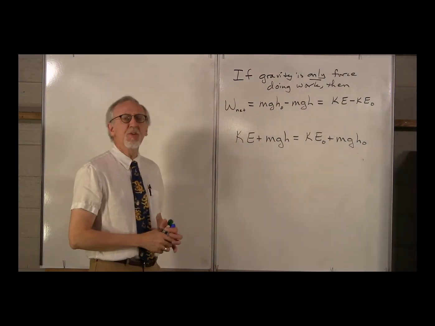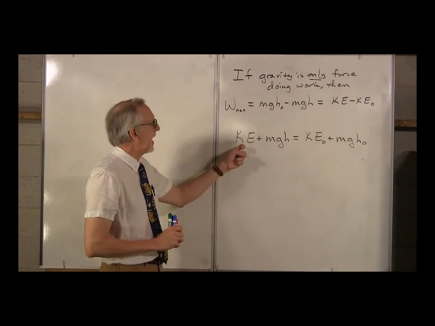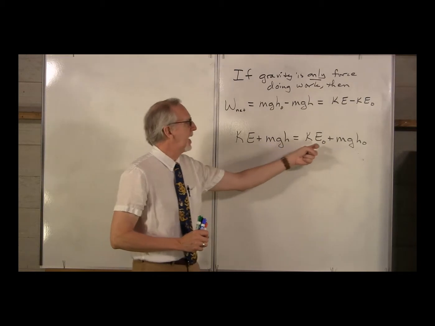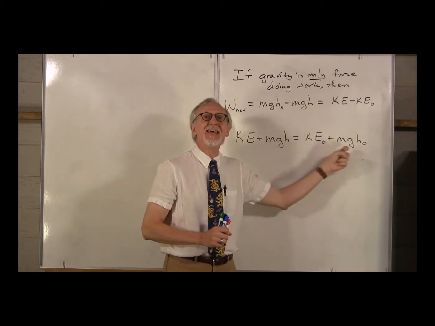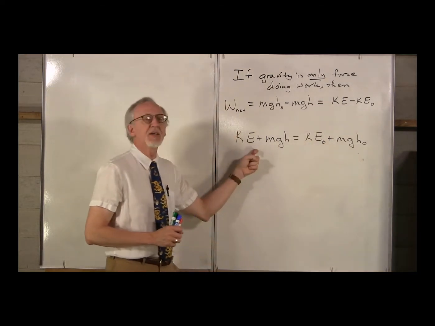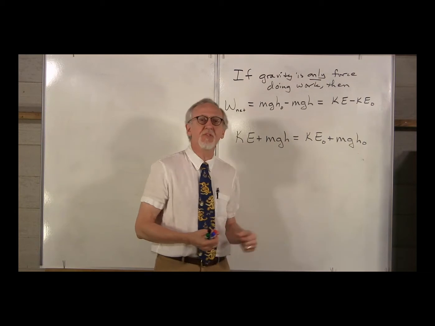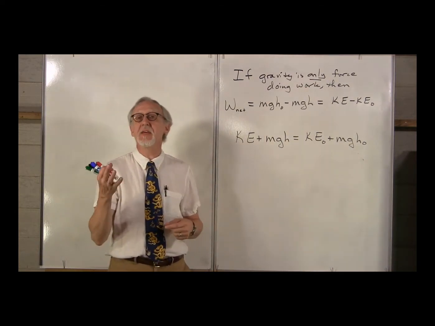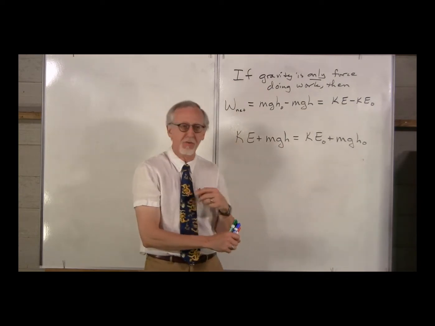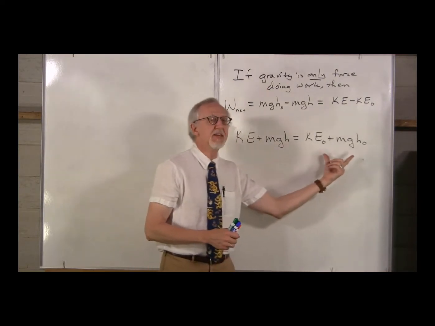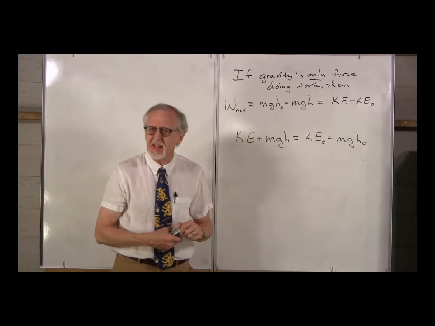Notice, again, we've got the same thing on the left side as on the right side, Ke plus mgh, Ke plus mgh, but the right side is evaluated initially, and the left side is evaluated finally. We've got the same terms on the left and the right, but one is evaluated in the initial situation, the other at the final situation. What does this mean? What is this telling us?